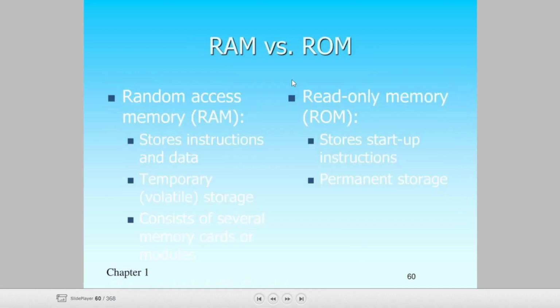So what's the difference between a RAM and a ROM? Random access memory, RAM, stores instructions and data temporarily. Volatile storage consists of several memory cards or modules. Read-only memory, ROM, stores start instructions permanently on a storage. So how does your computer start every time and not forget? Because it reads from the ROM, read-only memory.